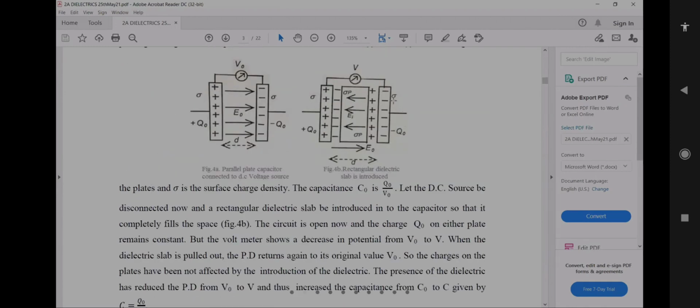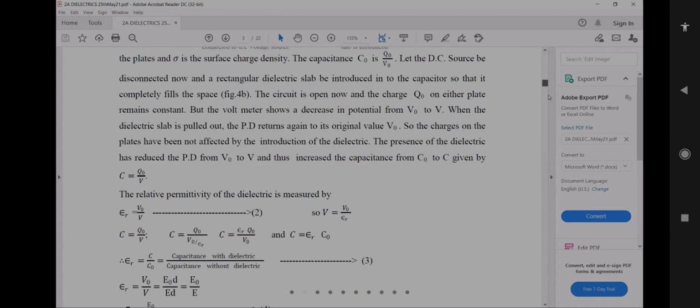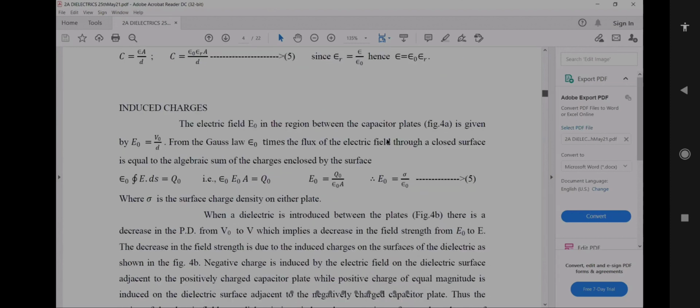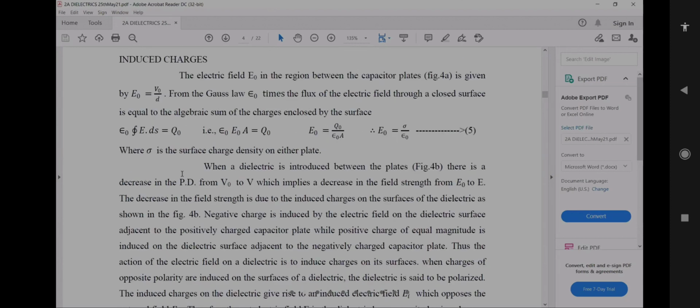So here sigma is the surface charge density. Therefore from Gauss law, E naught is equal to sigma by epsilon naught, where sigma is the surface charge density on either plate. When a dielectric is introduced between the plates, which is shown in the previous figure, there is a decrease in the potential difference from V naught to V, which implies a decrease in the field strength from E naught to E. The decrease in the field strength is due to the induced charges on the surface of the dielectric, as shown in figure 4b.